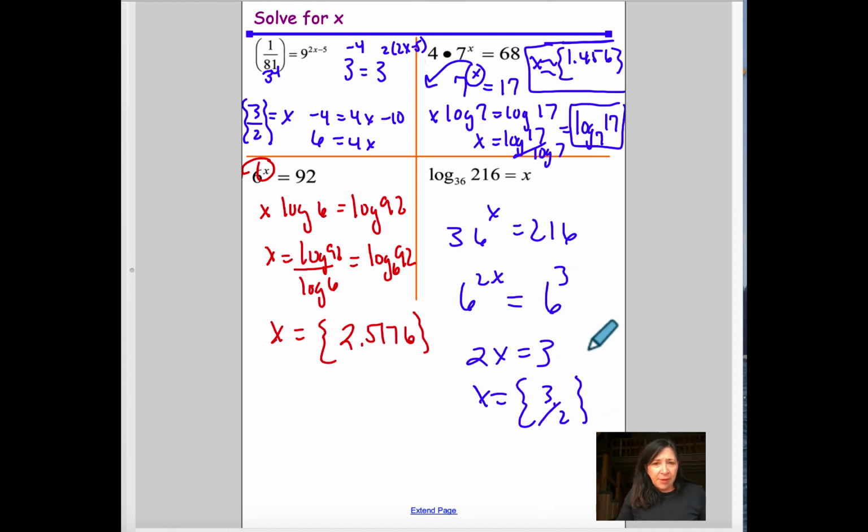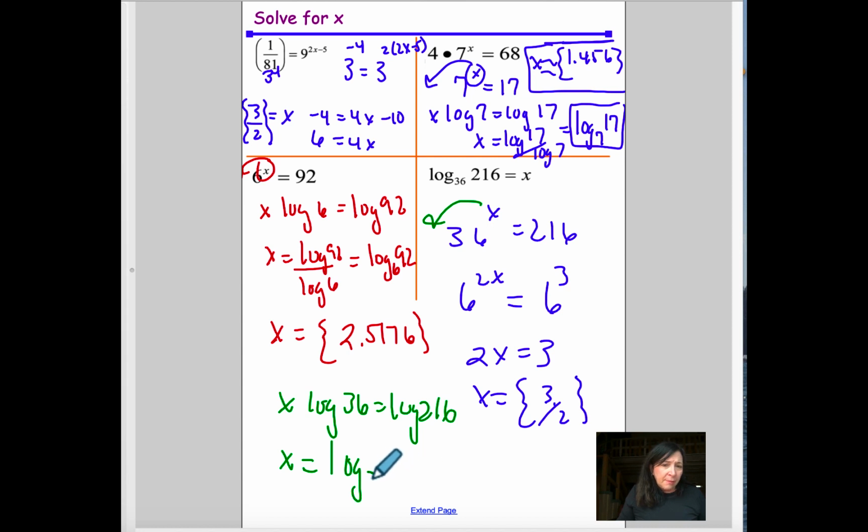Now for this problem here, just note that, yes, I absolutely could have gone from here and brought that out front and said x log 36 equals log 216. And then x equals log base 36 of 216. And then found that answer, which is 3/2. So you also could do something like that if that works better for you.